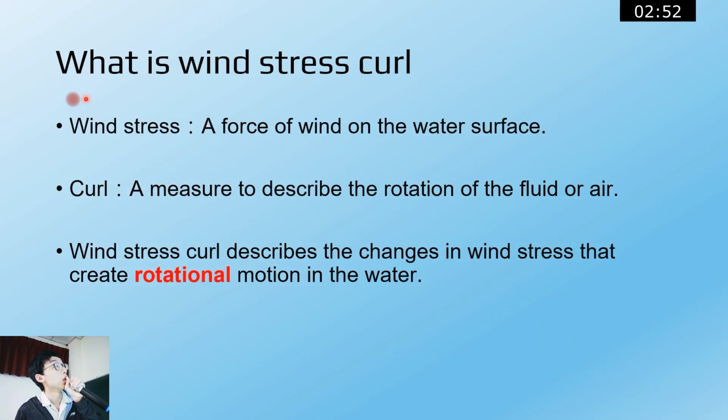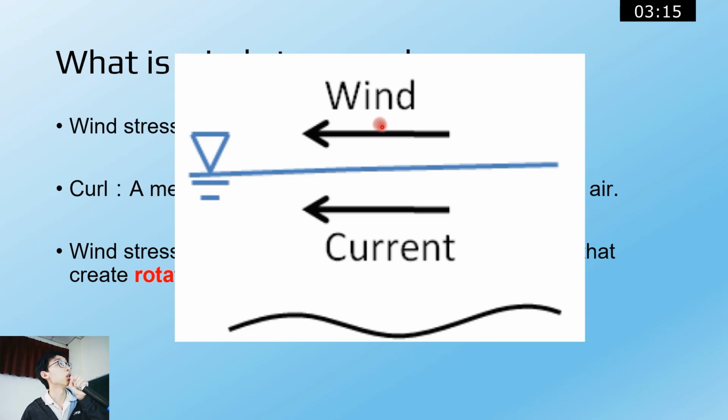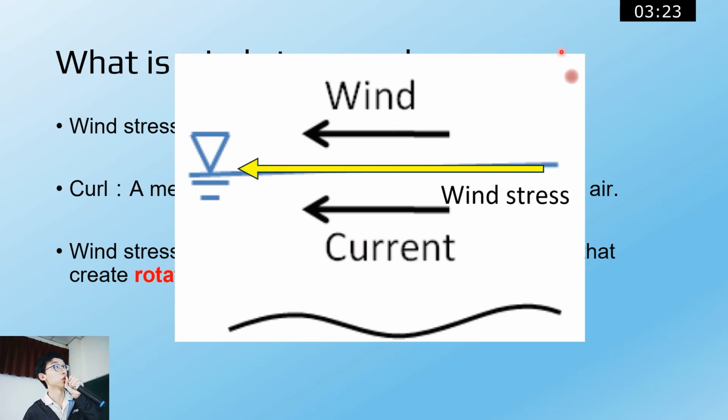Then I introduce what the wind stress curl is. Wind stress curl is combined from two parts: wind stress and curl. And what is wind stress? Wind stress is the force of wind on the water surface. It is like this. Here is the sea surface, and the wind flows by, and the wind stress will be formed, and it will cause the current.